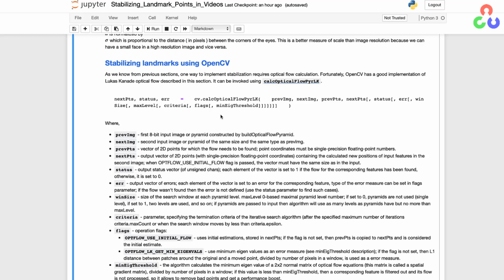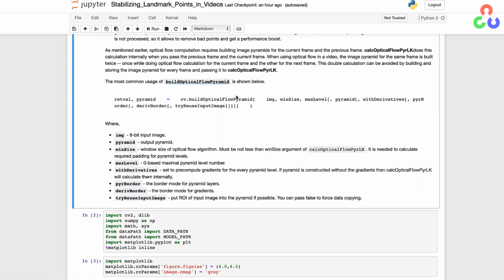We can calculate the pyramid once and then pass it to calc optical flow pyrlk. If you notice this carefully, it says that this previous image can be an 8-bit input image, or it could be a pyramid which is constructed using build optical flow pyramid. So we are going to use build optical flow pyramid to build a pyramid and pass it to calc optical flow so that we do not spend a lot of time in building pyramids. It is more efficient to build the pyramid once and store it for the next frame. So now let's look at the code.